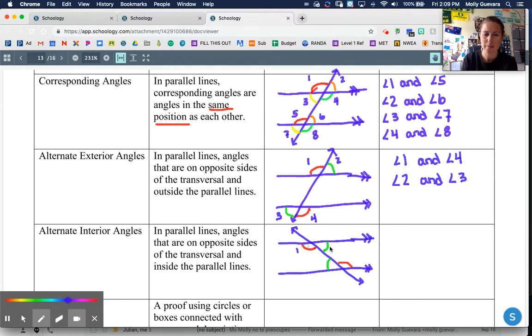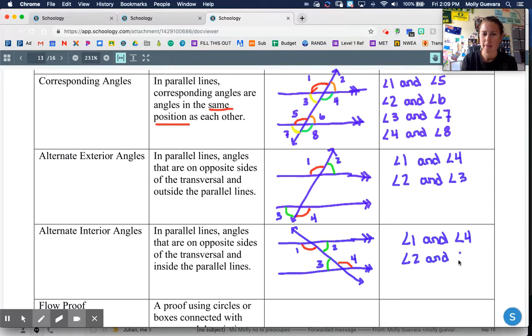And same thing if I label these 1, 2, 3, and 4, then angle 1 and angle 4 are alternate interior angles. And angle 2 and angle 3 are alternate interior angles. Alternate interior angles are something that we use all the time. All the time. Same thing with corresponding, okay? So make sure that we're feeling pretty good about those. I'm going to clear this.